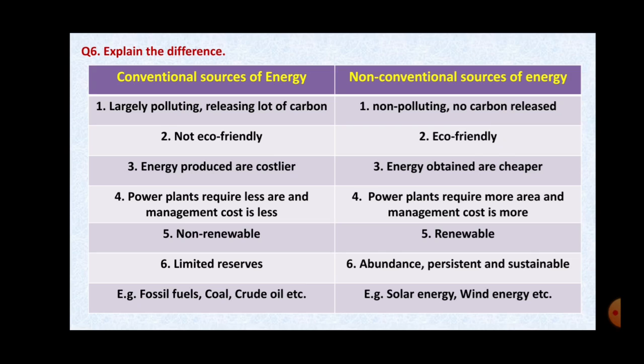Next is, power plants require less area and management cost is also less. Here in non-conventional, power plants require more area and management cost is more. Conventional are non-renewable, non-conventional are renewable. They have limited reserves, conventional sources, whereas non-conventional are in abundance, persistent and sustainable. Example, fossil fuels, coal and crude oil in conventional sources, and solar energy and wind energy in non-conventional sources of energy.